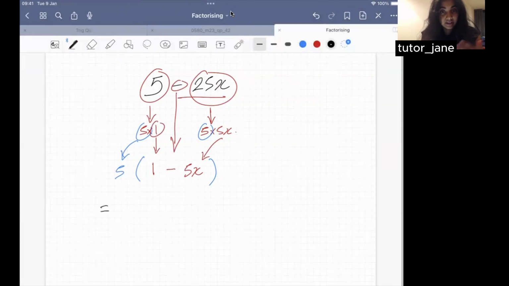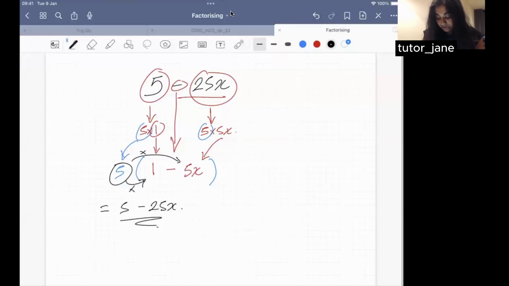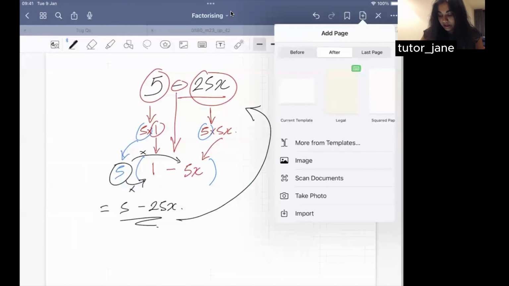And as an idiot's check, we can expand the brackets again to double check that we get back our original expression. So to expand the brackets, we open everything up and we multiply everything on the inside by what's on the outside. So we do 5 times 1, which is 5. And then we do 5 times minus 5x, which is minus 25x. And lo and behold, we get back the exact same expression that we had before. Cool, perfect. Let's do another example.